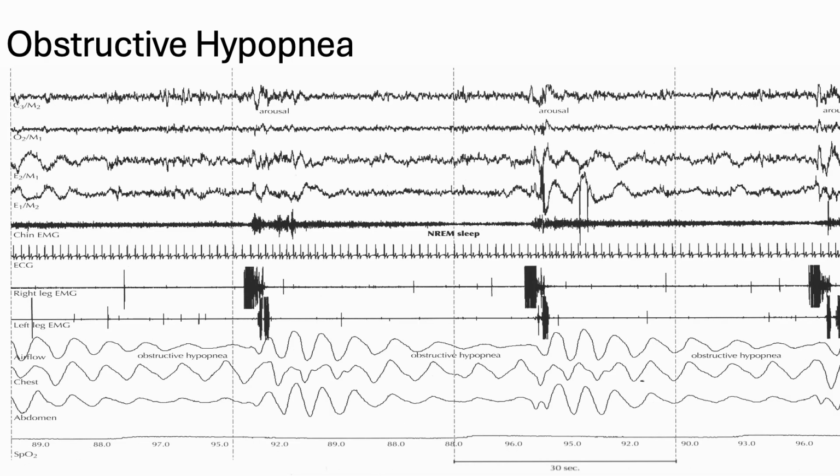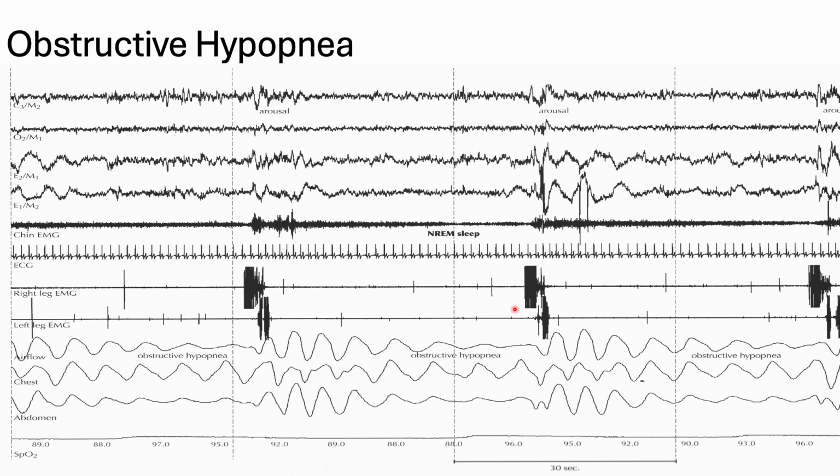Here are a few obstructive hypopneas. Compare the normal breaths, and then they get smaller. And then right there, I'd say it starts. Right there, I'd say it stops. I'd say it starts right here because that still has some amplitude to it. And then right there, it looks like it's about halfway down. These occur with arousals and desaturations.